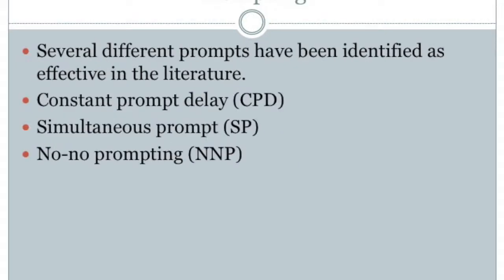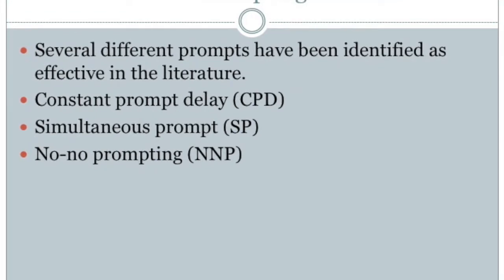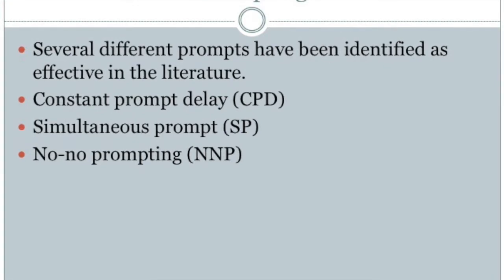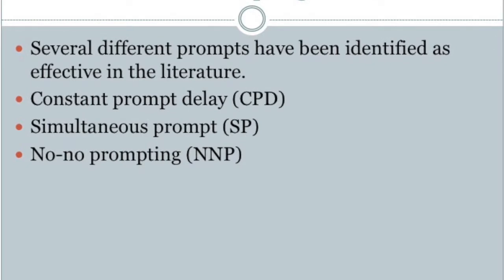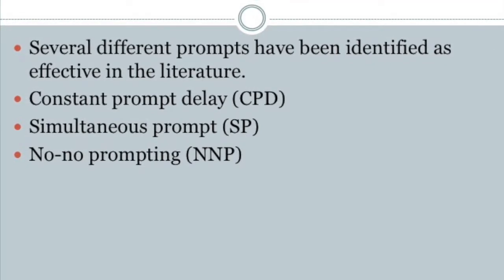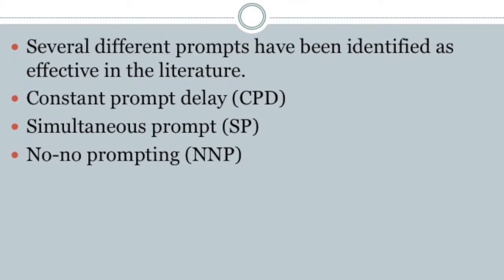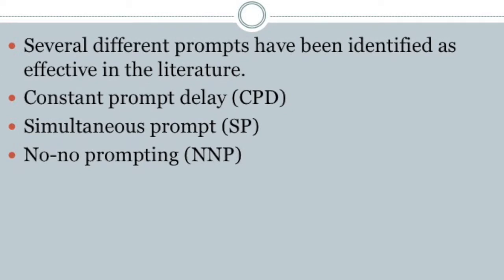Prompting is an important component of discrete trial training, but prompting always carries the risk of prompt dependency. Prompt dependence is the result of ineffective implementation of prompting strategies during discrete trial training. This can be avoided by effective training on implementation of each prompting strategy, as well as training on prompt fading procedures. Several different prompts have been identified as effective in the literature.